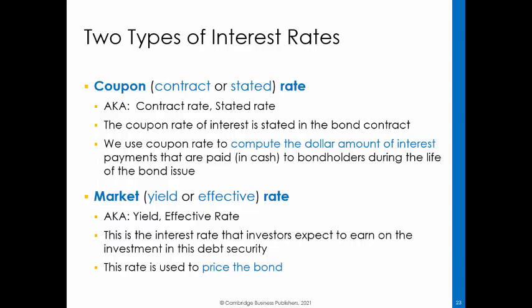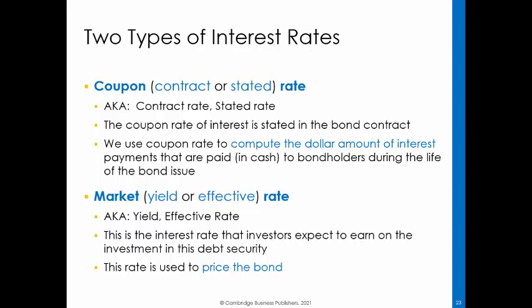Second, there is the market rate, which can be called the yield or effective rate. This is the interest rate that investors expect to earn on the investment in the debt security and is the rate used to price the bond. The coupon rate and the market rate are nearly always different.